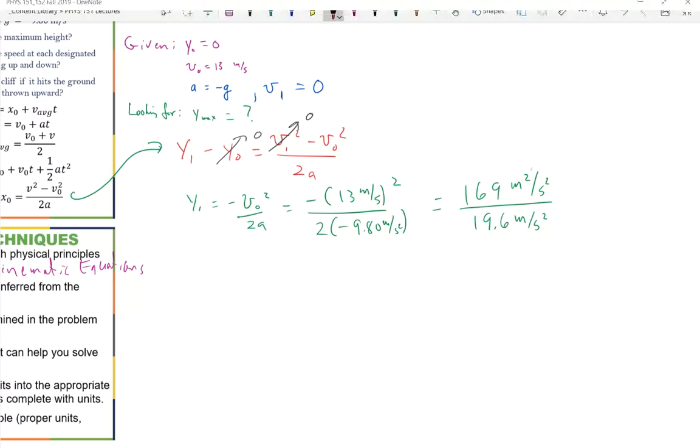I can see that one of my meters is going to cancel and both of my seconds squared cancel. So I'm left with units of meters, which is good because my height should be in meters. And then I have to do 169 divided by 19.6. What is that?